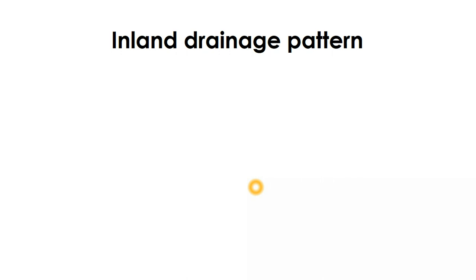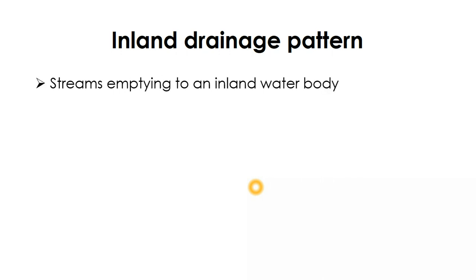Next one is inland drainage pattern. Inland drainage pattern means a drainage pattern where an inland stream ends in an inland water body. Usually most of the rivers end in large lakes or oceans, but in this one particular case these are comparatively very short streams. So these streams are very short in length and they flow for comparatively shorter distance and end at inland water bodies. Usually these water bodies are very small in size.